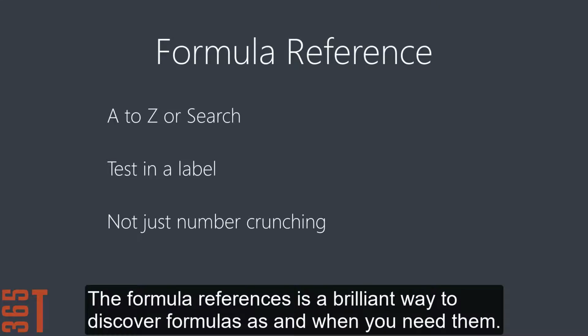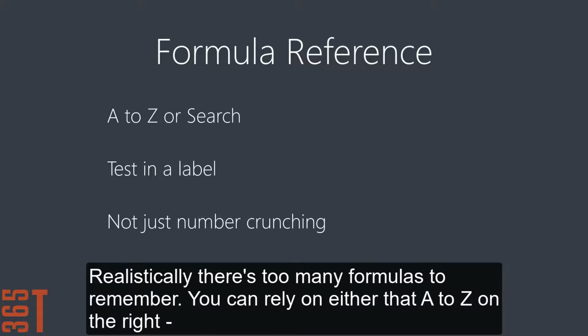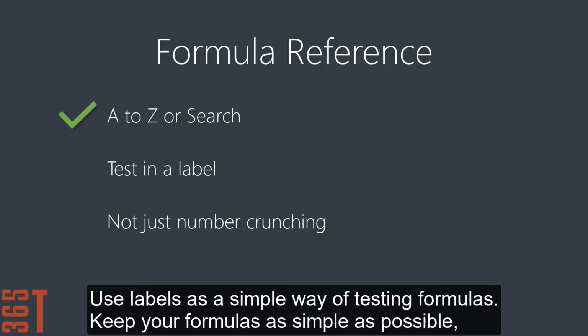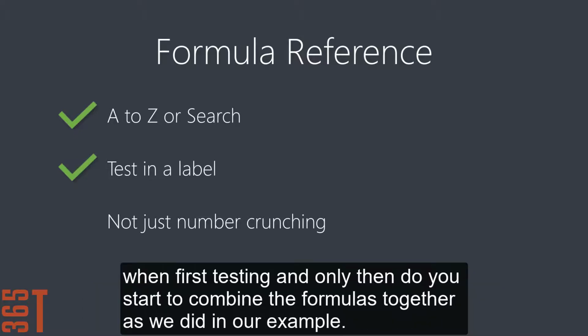The formula reference is a brilliant way to discover formulas as and when you need them. Realistically, there's too many formulas to remember, so you can rely on either the A to Z on the right-hand side where you scroll through, or use the search at the top left corner. Use labels as a simple way of testing formulas. Keep your formulas as simple as possible when first testing, and only then do you start to combine the formulas together as we did in our example.